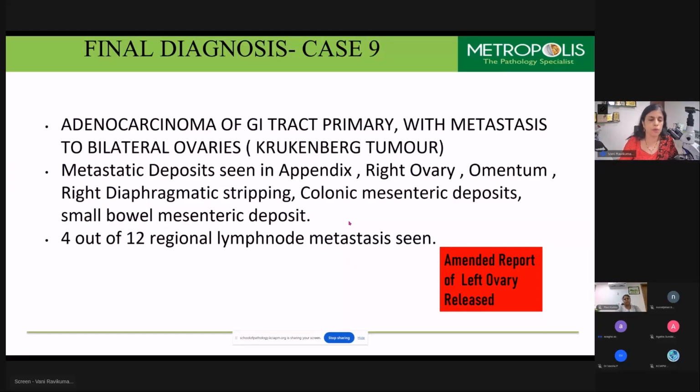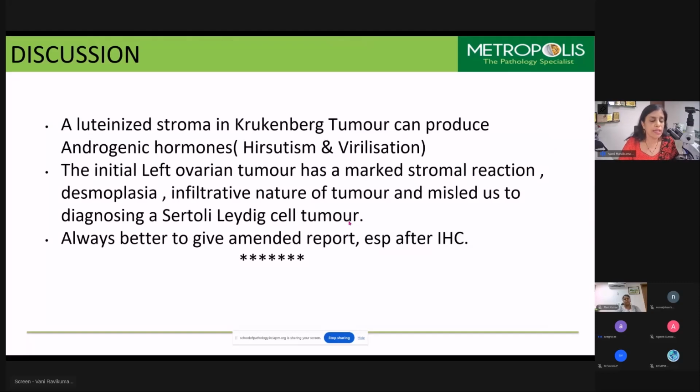So the discussion of this case: why did this case have hirsutism and virilization? It is because not just in stromal tumors, even in Krukenberg tumors, the stroma can get irritated. The stroma can produce some kind of functional activity, a luteinized stroma, and it can produce androgenic hormones.